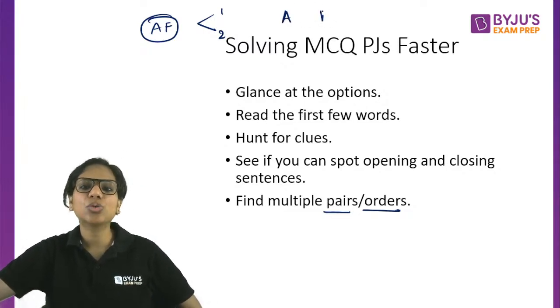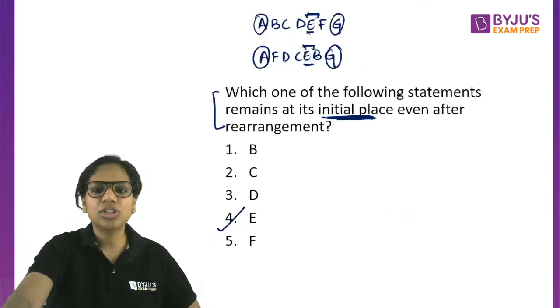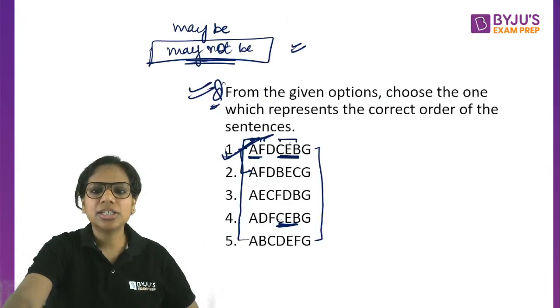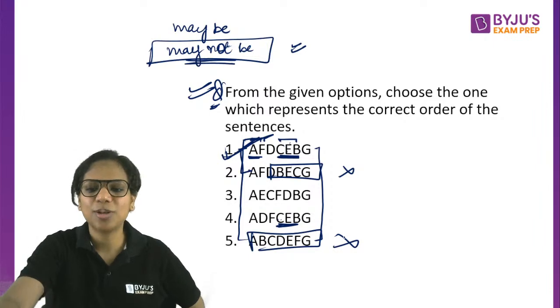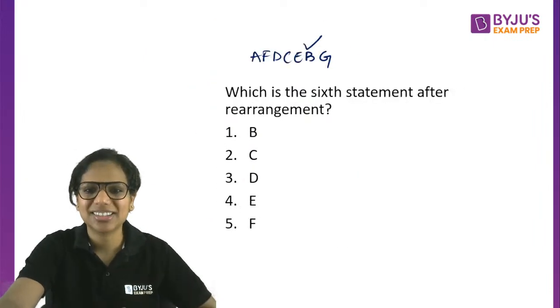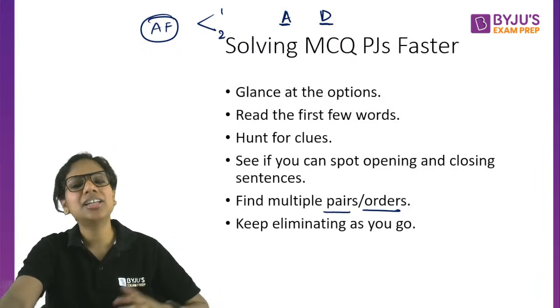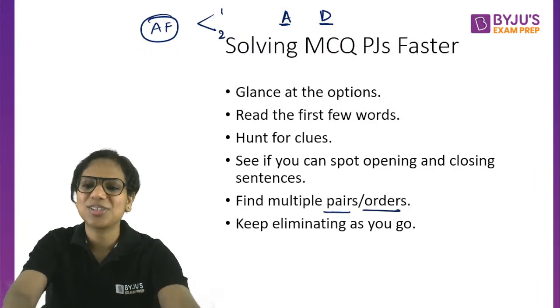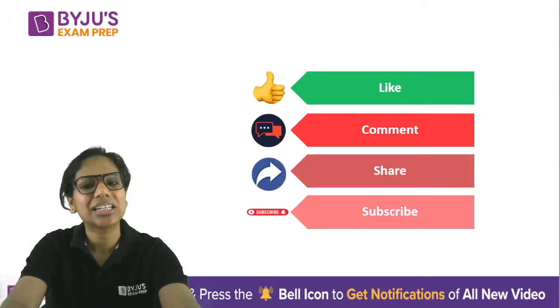Order means that, okay, A should come before D, but something can come in between these two also. So even orders help. See, once you know that, okay, let's say I know that C should come before B, I have eliminated this option, right? I have eliminated this option. So even orders can help you and not just mandatory pairs, right? Okay. And keep eliminating from your options as you go. These are the things that you already know. Okay, I'm just summing it up for you.